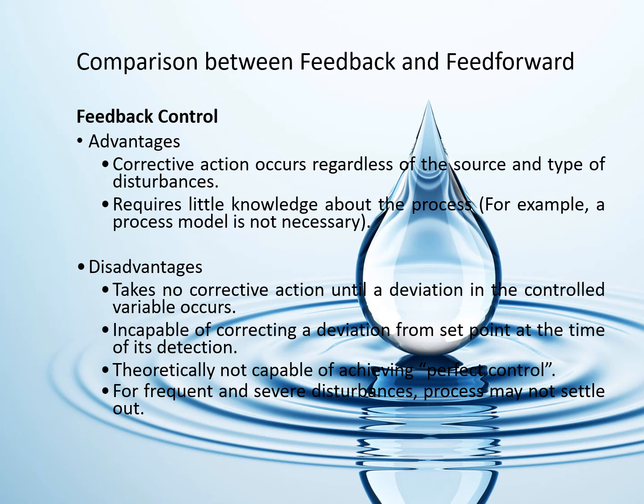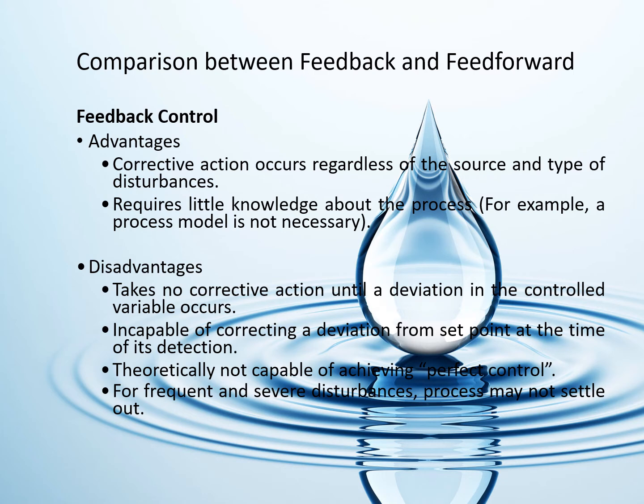Now I want to compare feedback and feed forward. For feedback control, the advantage is that corrective action occurs regardless of the source and type of disturbance. That means it does not consider the type of disturbance. The other advantage is that it requires little knowledge about the process. For example, a process model is not necessary because we only consider the control variable.